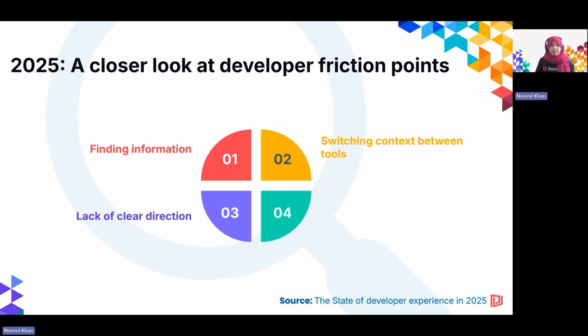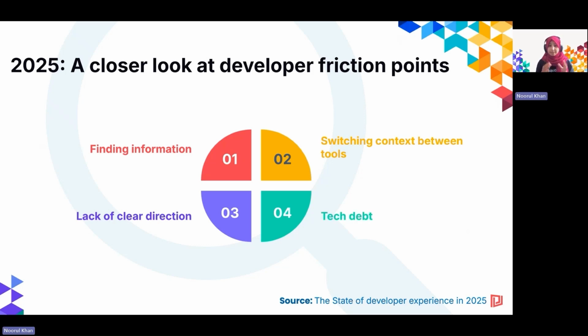The third one is lack of clear direction. Without clear real time insights into what's happening across projects or teams, they work in silos, so developers can't see the bigger picture. I guess managers also face the same issue.